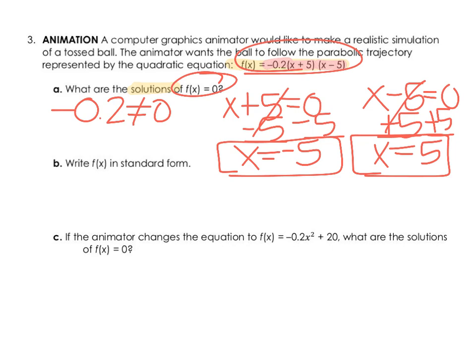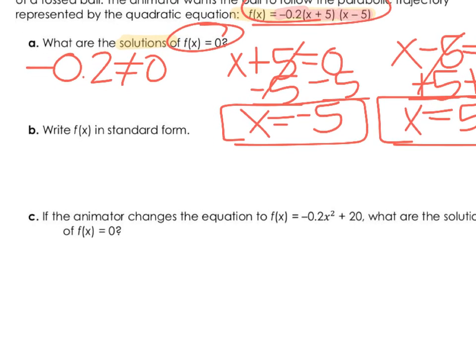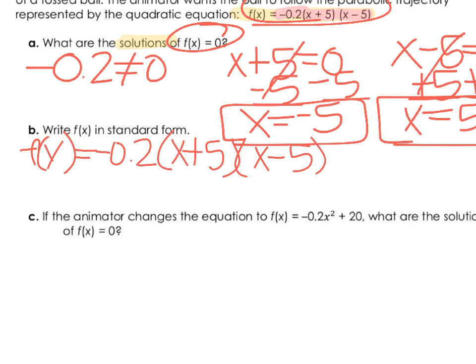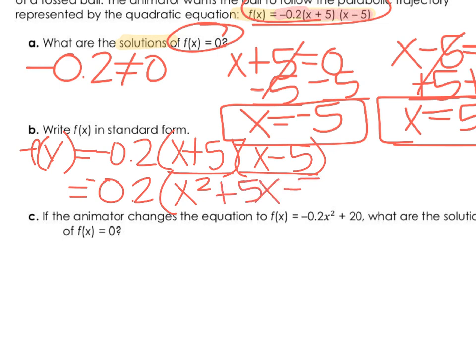So I might run out of space here. Let's see if I can do this in this tiny little space. So f of x equals negative 0.2 times x plus 5 times x minus 5. Let's start by foiling out x plus 5 and x minus 5. So we end up with negative 0.2, and we end up with x squared plus 5x minus 5x minus 25. So those are going to cancel out, and we're left with negative 0.2.